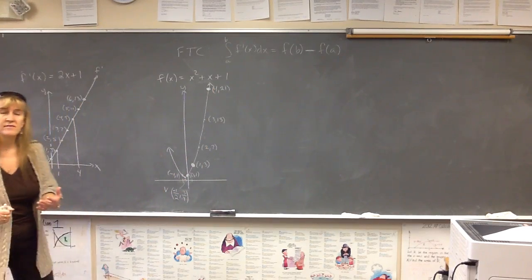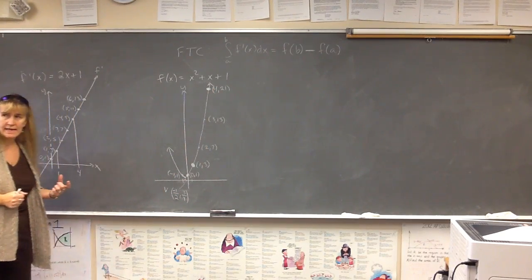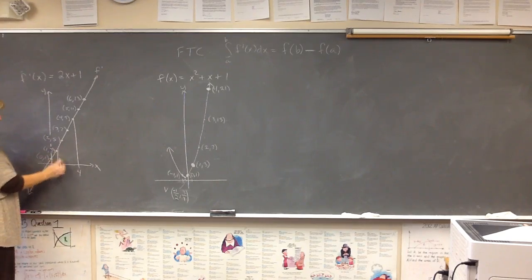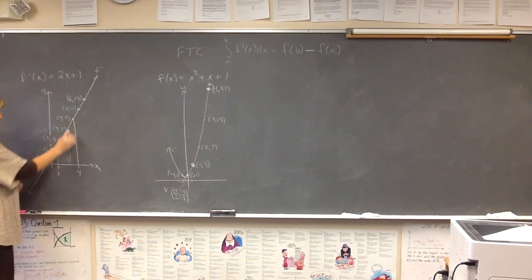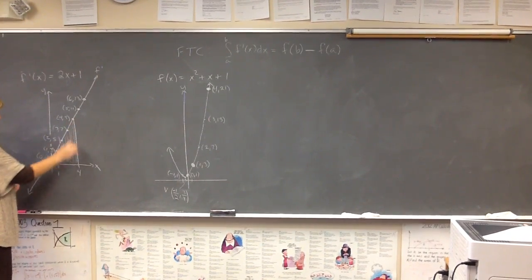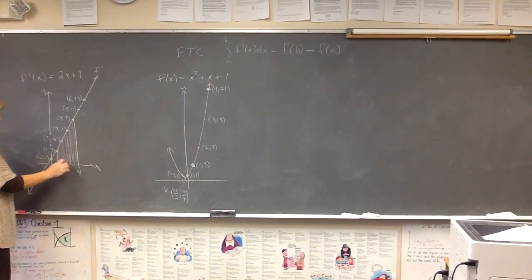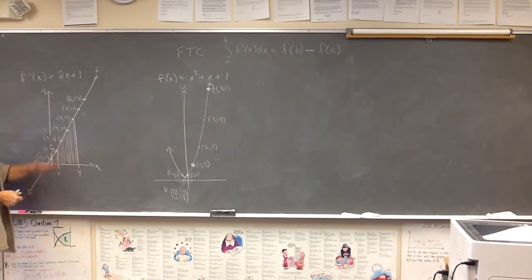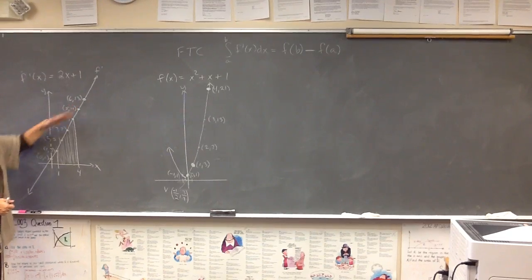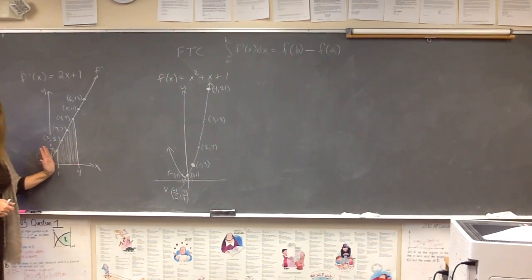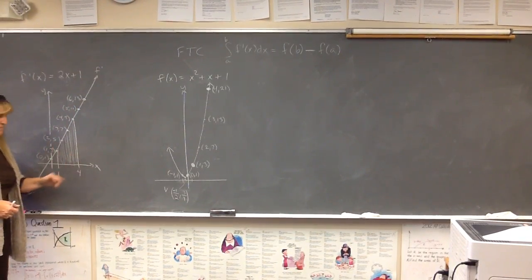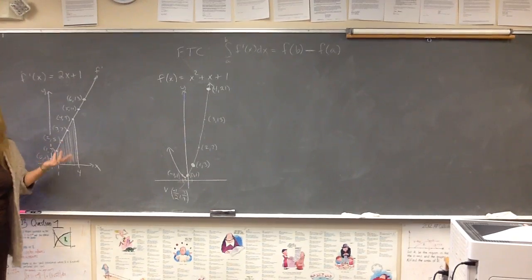This is what the fundamental theorem of calculus is going to mean. We're going to come over here and find the area of this shape. It's a trapezoid. We're going to find the area of this trapezoid bounded by the first derivative function, the x-axis, x equals 1 and x equals 4. And we're going to do that using the trapezoidal rule.